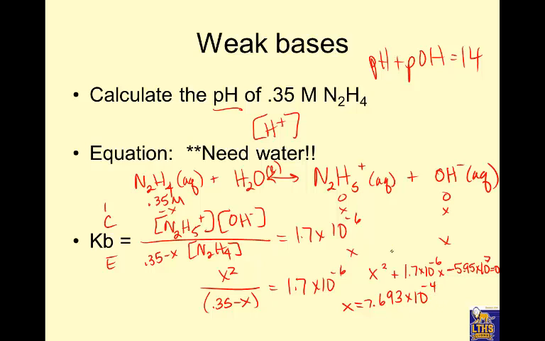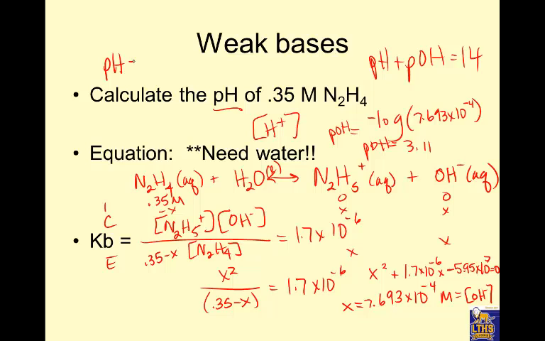But what does x represent? X represents hydroxide. So that's a hydroxide concentration. This question wants pH. So if I negative log the hydroxide, 7.693 times 10 to the negative 4, I get a pOH. And then the pOH is going to be equal to 3.11. But what does this question ask for? This question asks for H+, pH. pH is going to be equal to 14 minus 3.11. So the pH of this solution is 10.89.